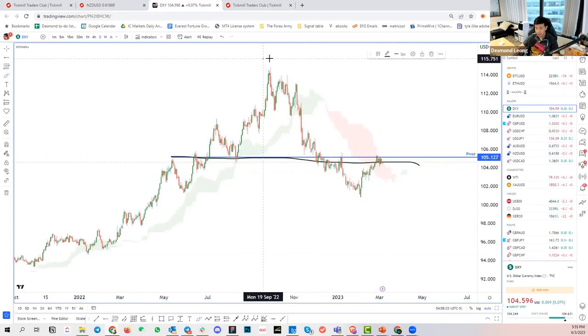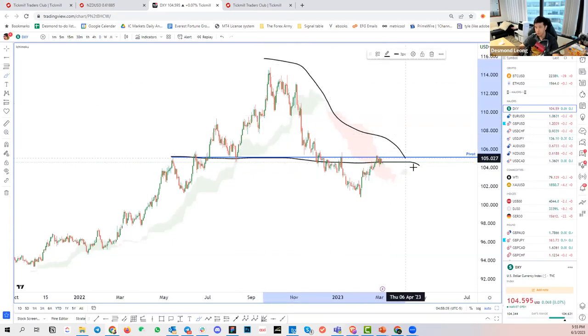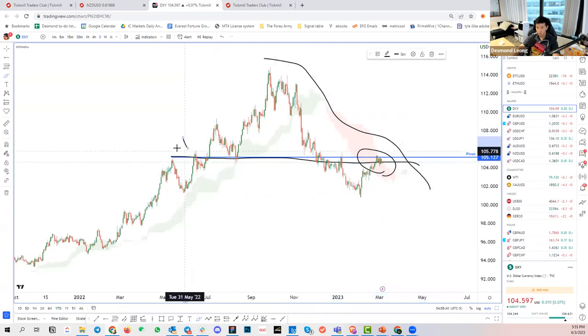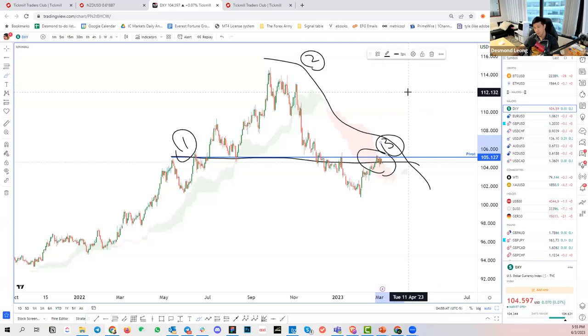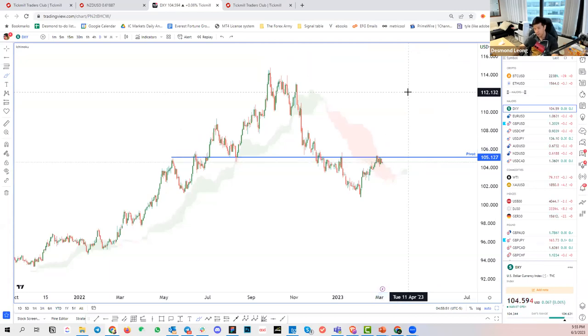So there's not only a resistance, and then there is a bearish trend. At the same time, there's an Ichimoku cloud. So you got one reason, you got two reasons, and you got three reasons why price might be reversing. Okay, so you already got three reasons. Now, this is better than just one reason, of course.